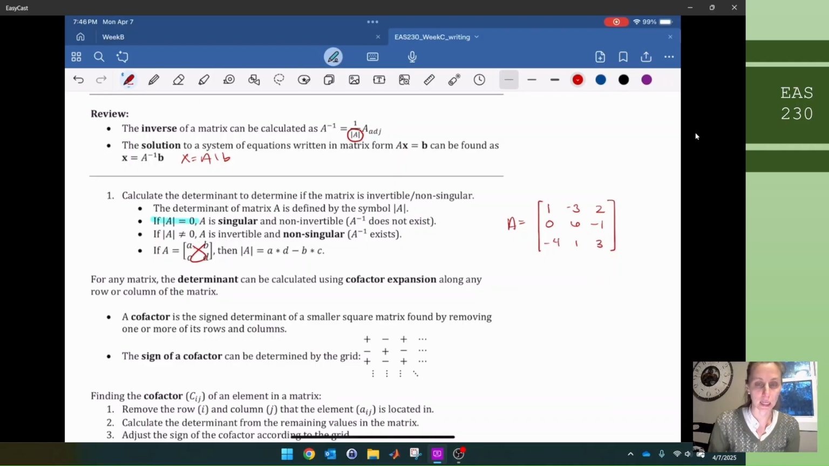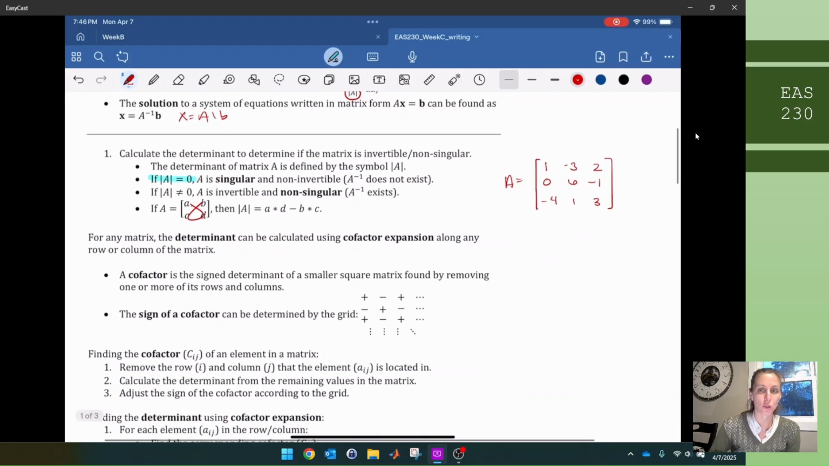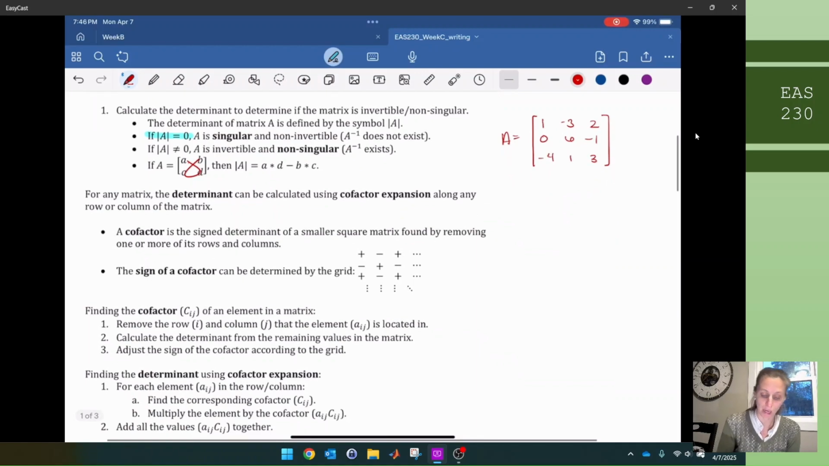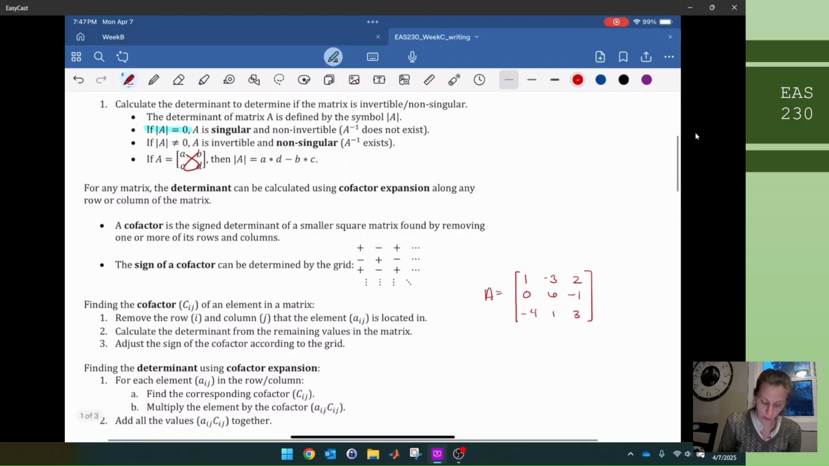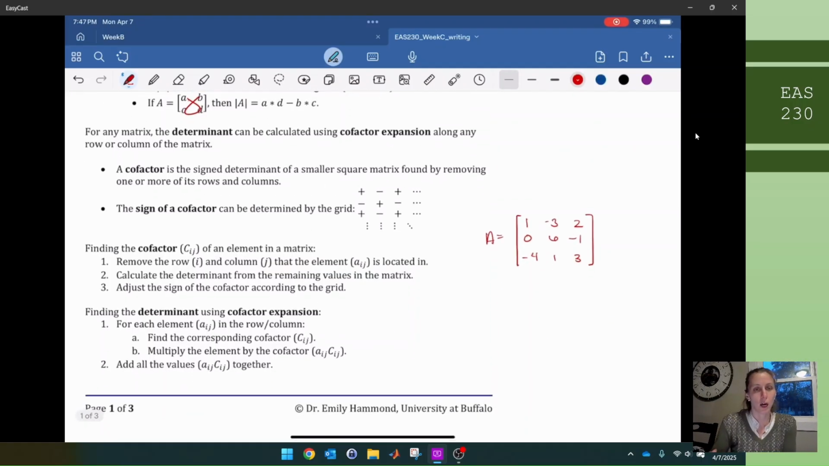For any other size matrix, it can be calculated using something called cofactor expansion along any row or any column. Okay, so we're going to go ahead and investigate what in the world this cofactor is. A cofactor is a signed determinant, so note it's a determinant within a determinant, of a smaller square matrix found by removing rows and columns of a matrix.